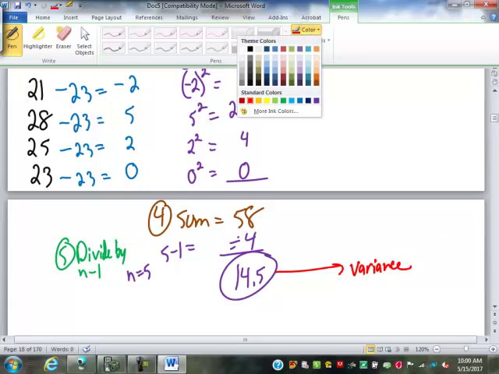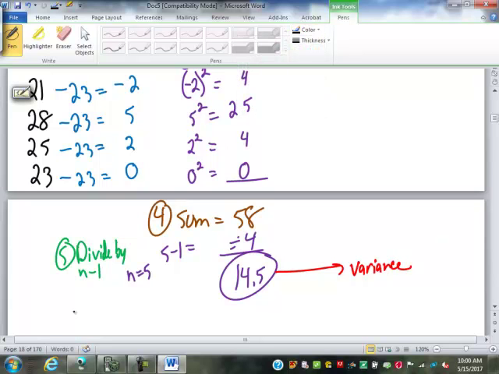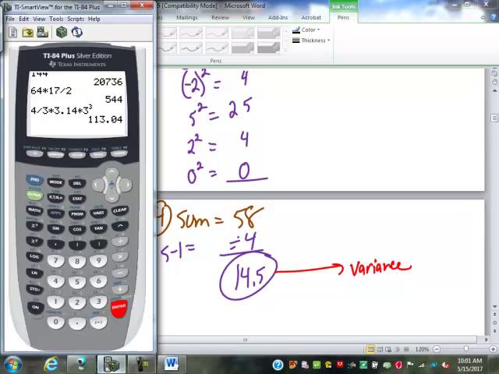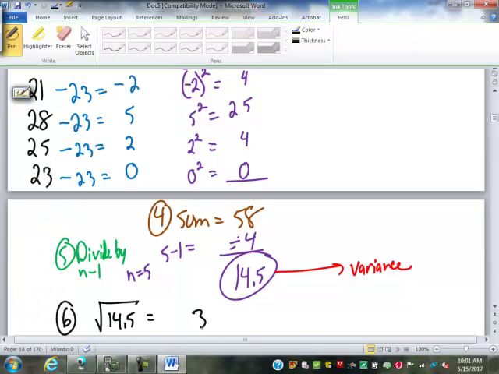There's still one more step to get to the standard deviation, and that is square root the variance. Square root of 14.5, 3.81. That is our standard deviation.